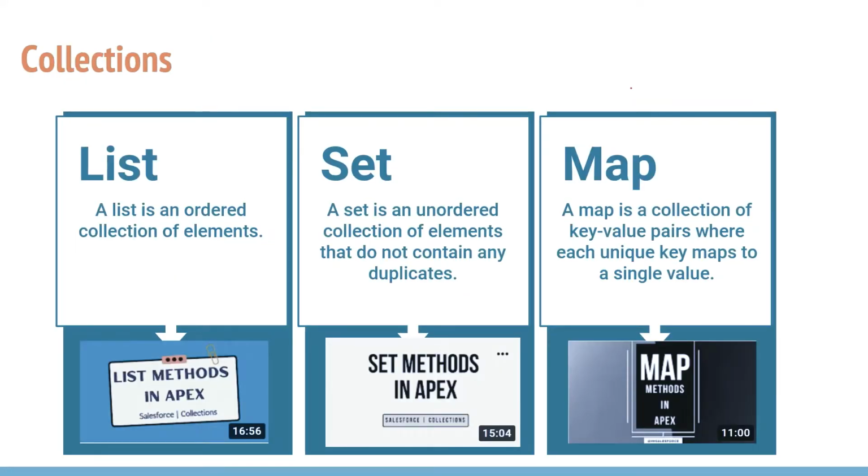Next, we have collections: list, set, map. A list is an ordered collection of elements. A set is an unordered collection of elements that do not contain any duplicates. A map is a collection of key value pairs where each unique key maps to a single value. We have a very dedicated video on collections in Apex or Salesforce. The link is in the description.